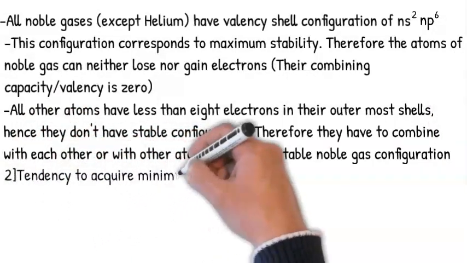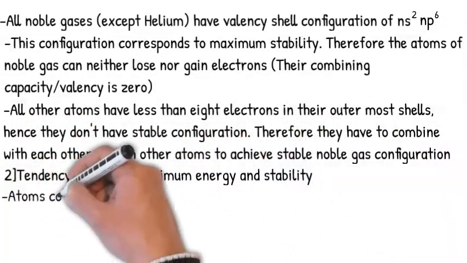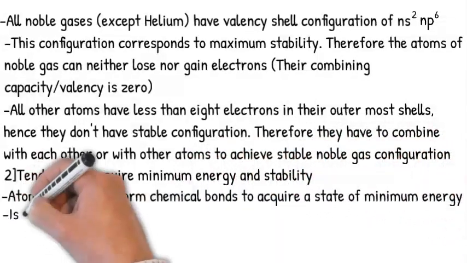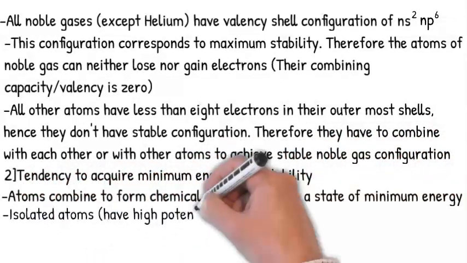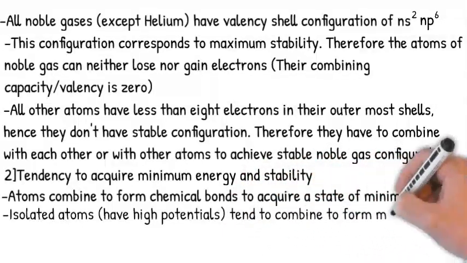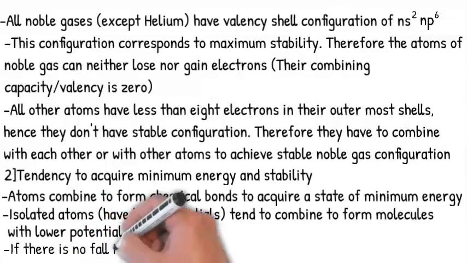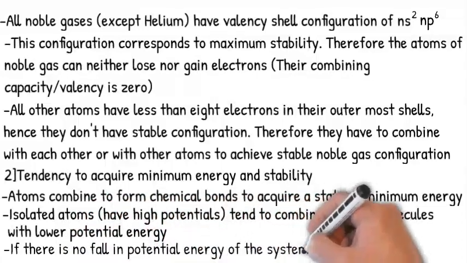Tendency to acquire minimum energy and stability. Atoms combine to form chemical bonds to acquire a state of minimum energy. Isolated atoms have higher potential energy, and tend to combine to form molecules with lower potential energy. If there is no fall in potential energy of the system, no bonding is possible.